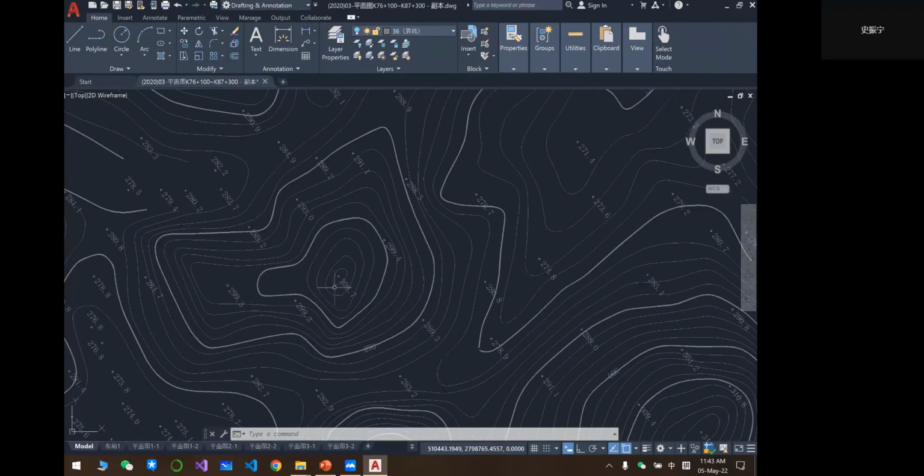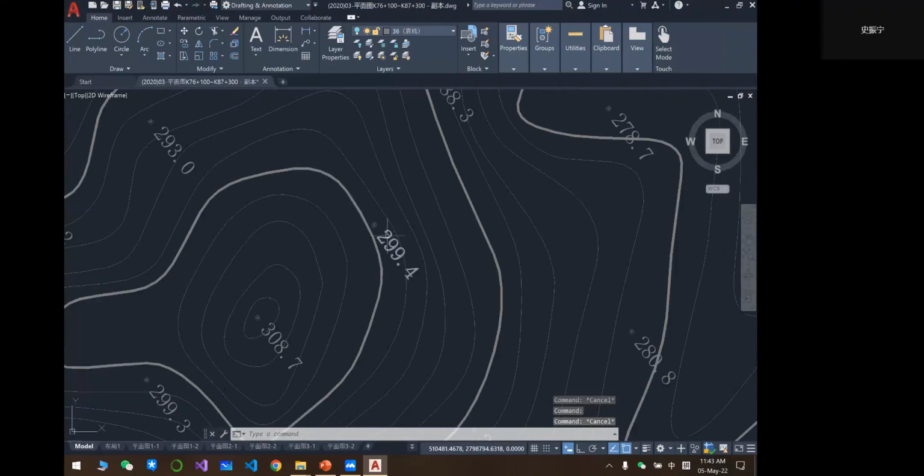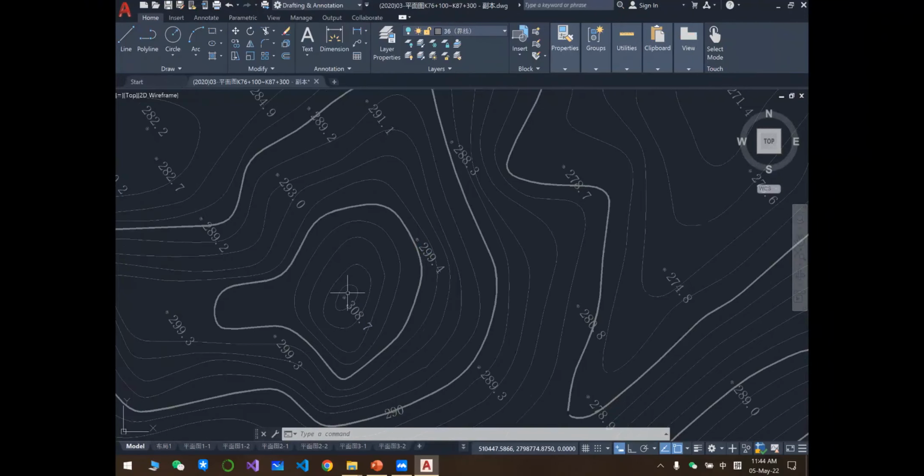So how can we get the elevation? You can see there are many figures on the maps. You can see there is almost 300, 300 and 308. And so you can see from the bottom to top, the elevation is increasing. So it means that this point is much higher than others. So this is the top of the mountain.